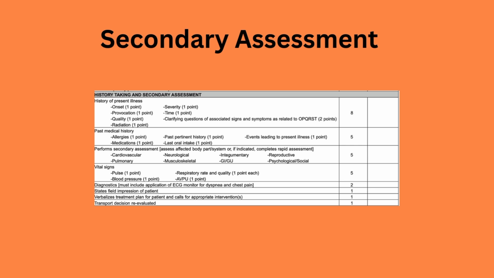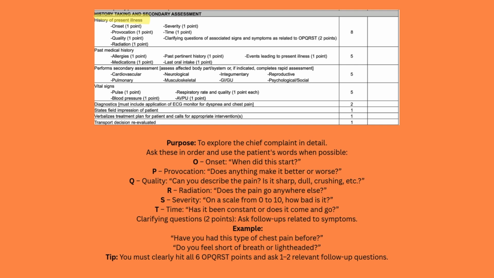We are now finished with the primary survey. Let's jump into the secondary assessment. We will begin with finding the history using OPQRST. So the O is onset. You can say, when did this start? P, provocation. Does anything make it better or worse? Q, quality. Can you describe the pain? Is it sharp, dull, crushing? R, radiation. Does the pain go anywhere else? S, severity. On a scale from 0 to 10, how bad is it? T, time. Has it been constant or does it come and go?